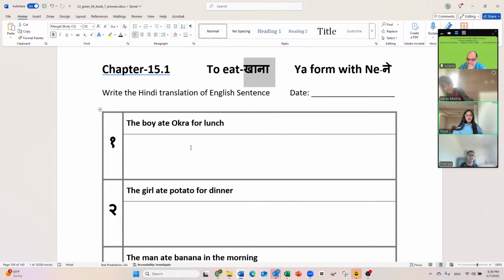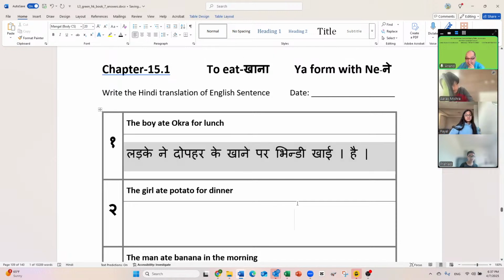Well, would it be "khai"? No. As soon as we add "ne" to the subject, the verb stops following the subject, it starts following the object. So "ladka" is a boy, so it would be "khaya". What about "bhindi"? Now since we added "ne", the verb "khana" or "khaya" has to follow "bhindi". And is "bhindi" male or female? Female. So now you will say लड़के ने लंच पर भिंडी खाई है.